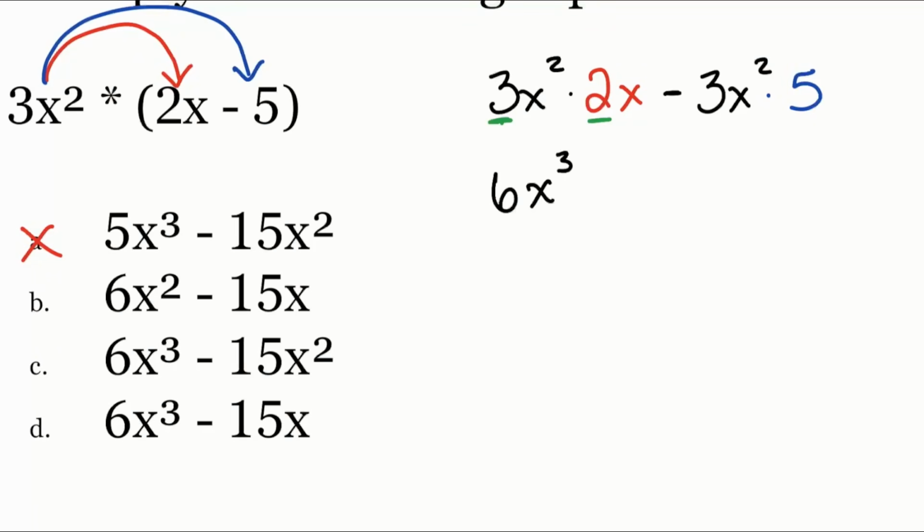So before I continue, everybody, do we understand how we took this here, 3x squared times 2x, and turned that into 6x cubed? Cool, sounds good.